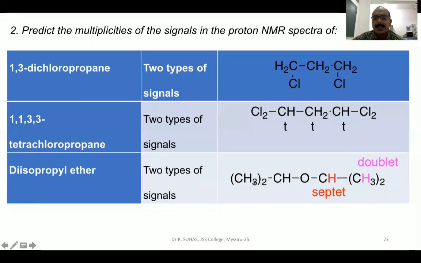Now consider this CH3 twice. This CH3 twice has got the neighbor of only one H. One H is 1 plus 1, that is 2. You're going to get a doublet for this. Now coming to this H, it has got 6 hydrogens, CH3 twice, that is 6 hydrogens. 6 plus 1 is 7. You're going to get a septet for this. So this CH will appear as a septet, whereas CH3 twice will appear as a doublet. Whatever you predicted for the LHS, the same thing holds good for the RHS also. Here this H will appear as a septet, whereas this H will appear as a doublet.